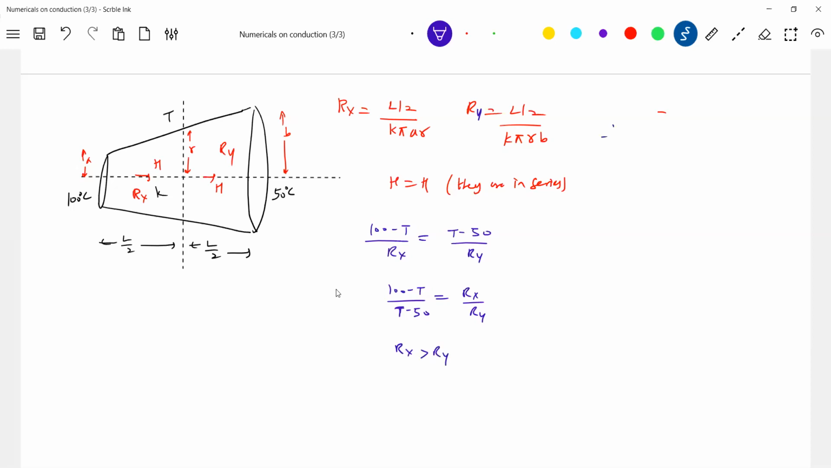Therefore you can write that 100 minus T by T minus 50 is greater than 1. So 100 plus 50 is greater than 2T, that is, 150 greater than 2T, or 75 greater than T. T should be less than 75 degrees Celsius. Do I agree? The temperature at the midpoint will be less than 75. What do we think? We think the average is 100 plus 50, 150 by 2.